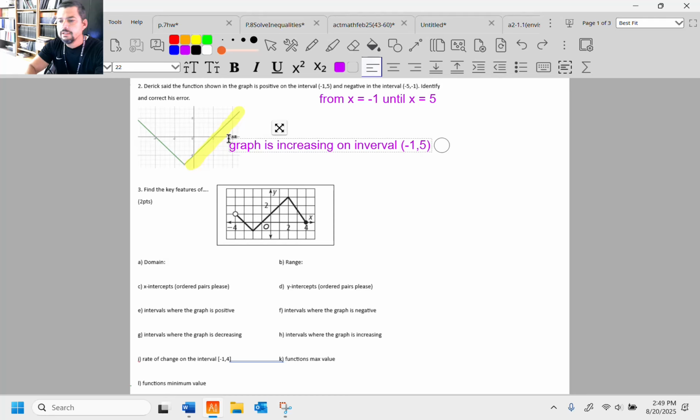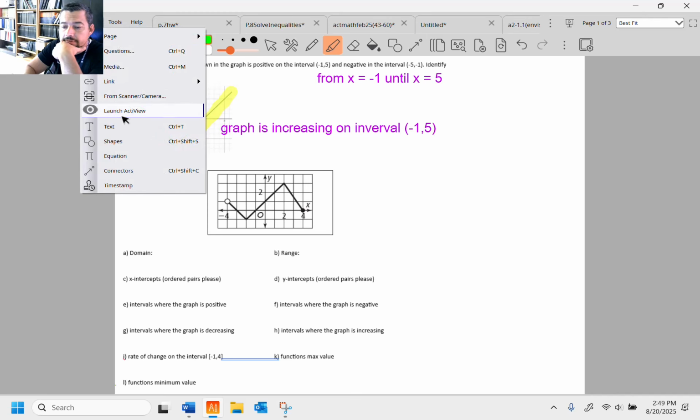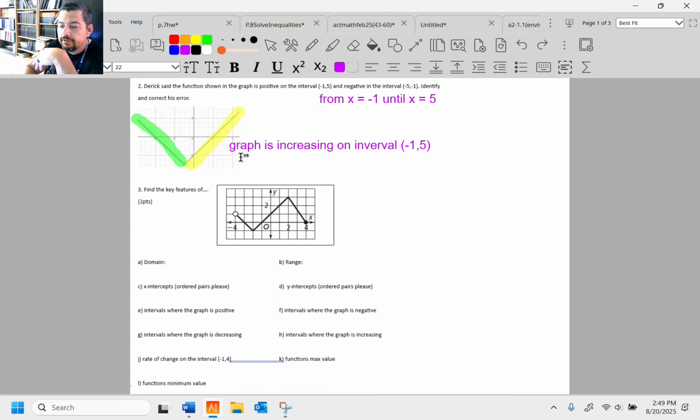Okay, the graph is increasing on the interval -1 to 5. Now, when Derek speaks of the interval from -5 to 1, he just had a semantics error. He's talking about that guy. And here the graph is going downhill, so we would say it is decreasing from -5 to -1. Notice they didn't use brackets. That's because at -1 we are neither increasing or decreasing, so we don't use the bracket for including.